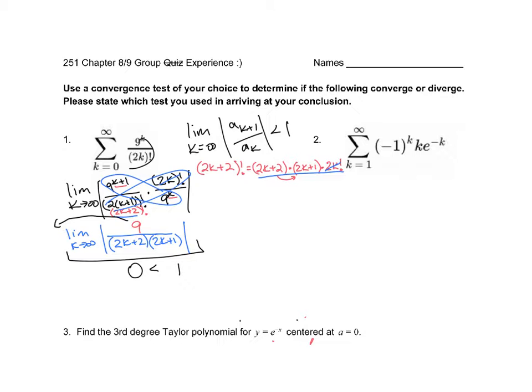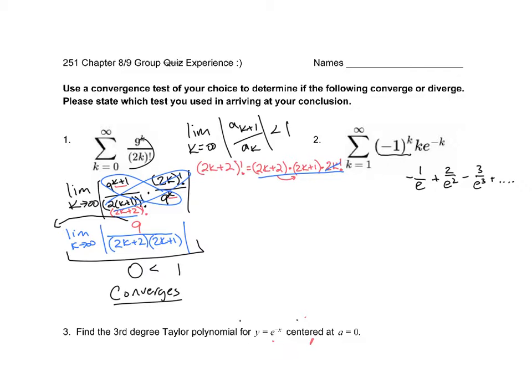And 0 is less than 1, which means this converges. So looking at the second piece here, we'll jump right into it. We got an alternating series. Just to get into it, if you plug in the first couple terms, you'd have -1 over e. It's going to alternate signs. Plug in a 2, you're going to have plus 2 over e squared, minus 3 over e cubed plus, and it's going to go on for a while.